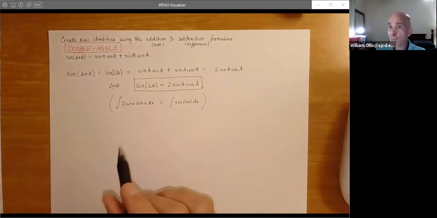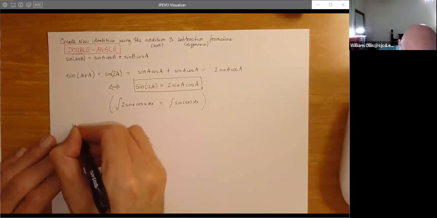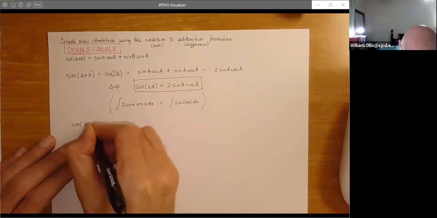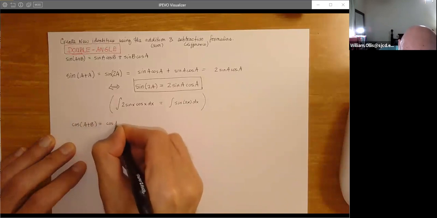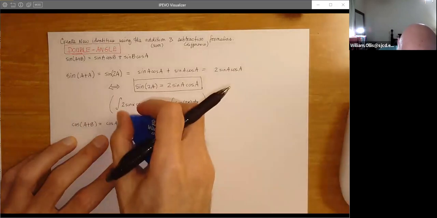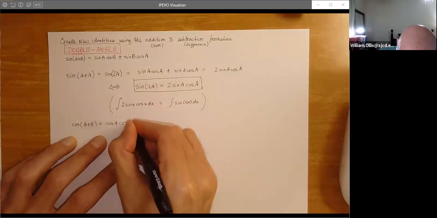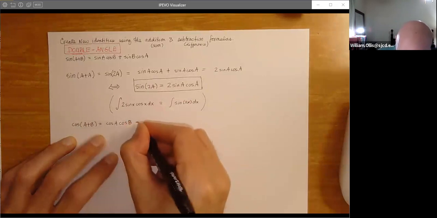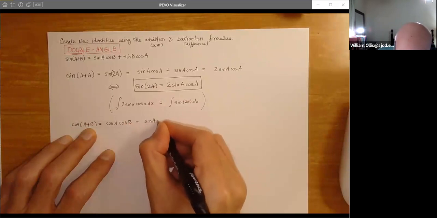Now, let's not stop with sine. Let's do cosine of the double angle. So let's write down the cosine. So cosine of a plus b. Oh, and of course they repeat, don't they? Cosine, cosine. And then that pesky minus that we don't expect, sine A, sine B.